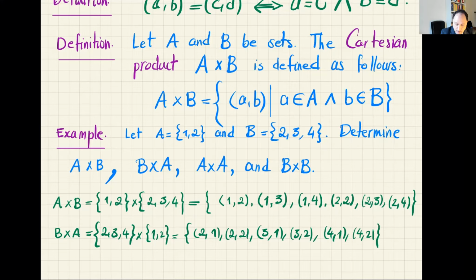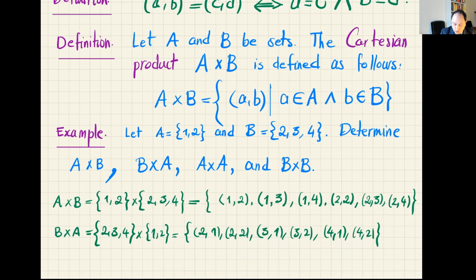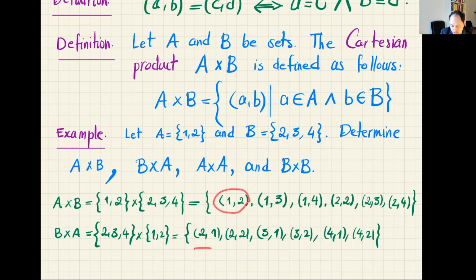If I ask you, are these 2 sets equal? What's your answer? No, of course not. Because 1 and 2, based on the definition of the ordered pair, is not equal to 2 and 1. For example, 1 and 2 you see here, but if you look inside the other set, you will never find 1 and 2. So that is enough to say that these 2 sets are not equal.